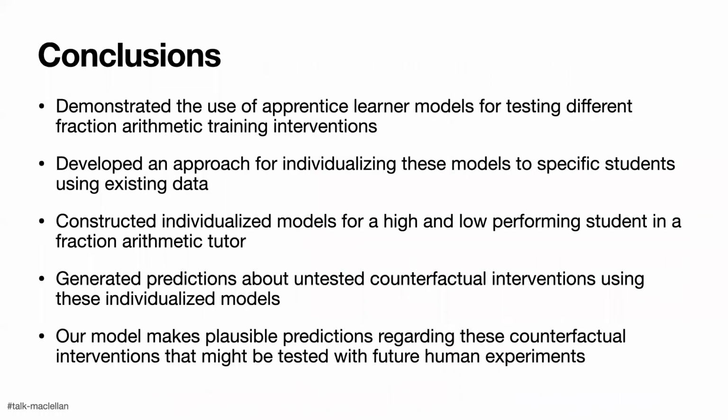So just to conclude, we demonstrated the use of these apprentice learner models for testing different fraction arithmetic training interventions. We developed an approach for individualizing these models to specific students using existing data that we have about those students. And so we constructed an individualized model for a high-performing and a low-performing student. And then using those models, we generated predictions about actual conditions that they were in, as well as untested counterfactual interventions that they could have received. And our model makes some plausible predictions about these counterfactuals that we hope to be able to test with future human experiments.